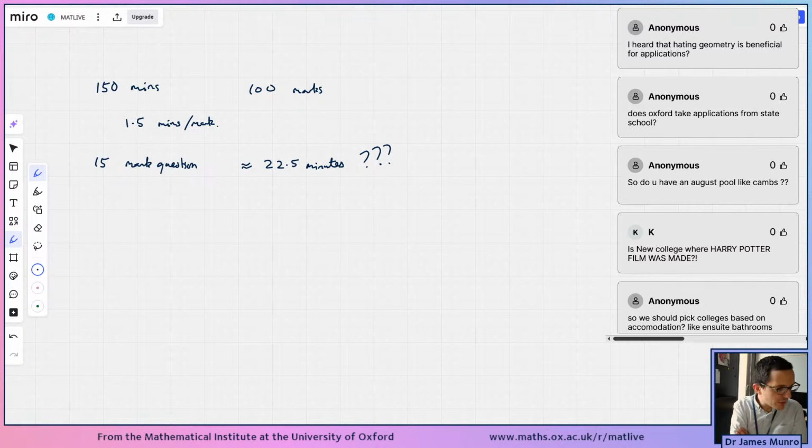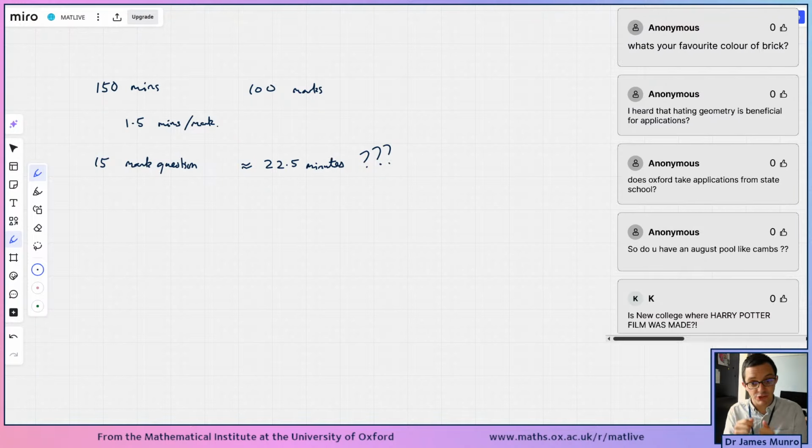Do you have an August pool like Cambridge? We have better than that. We have a constant pool. That sounds like a party. A constant pool. All of the students are in a shared database electronically. All of the colleges can see all of the students.